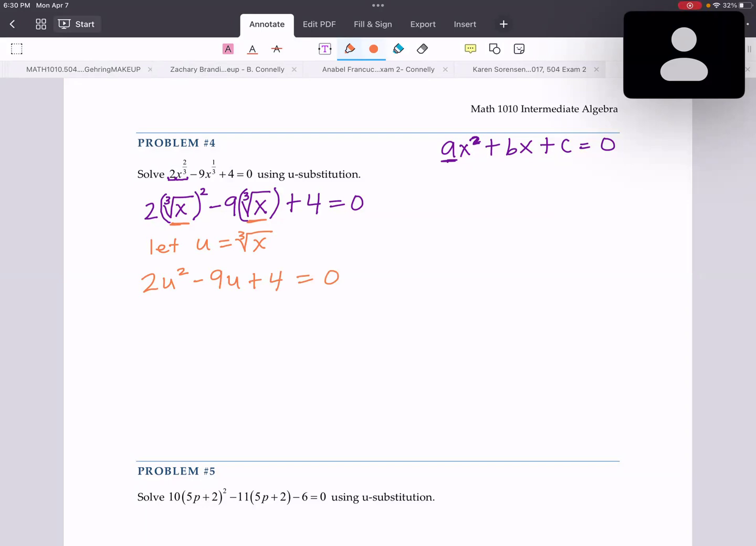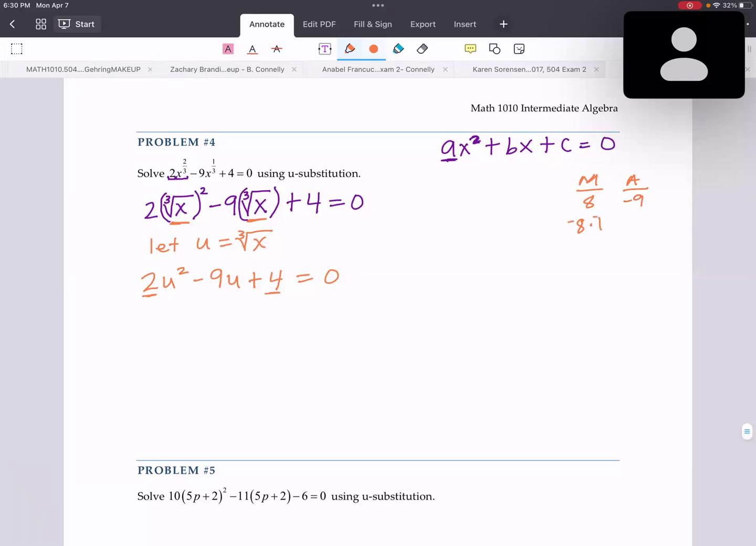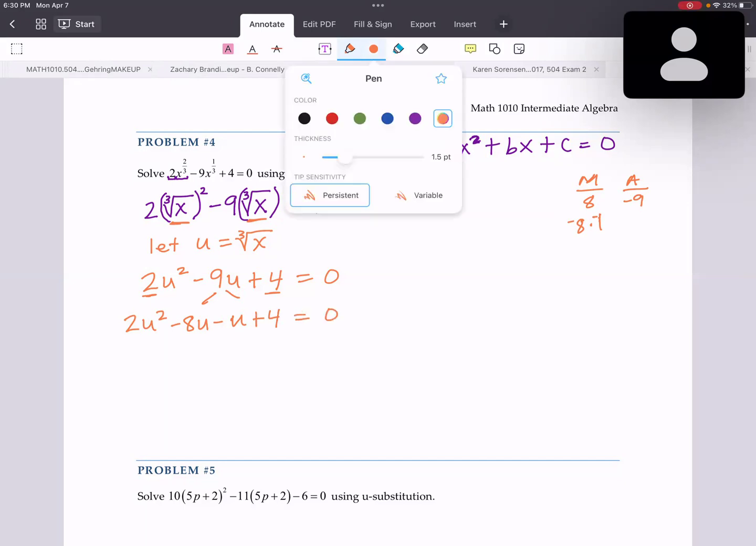All right. Well, 2 times 4 is 8. So what multiplies to be 8 that adds to be negative 9? Well, we've got to have 8 and 1, but both of those would need to be negative in order for that to add up to be a negative 9. And so let's write this out. So 2u squared minus 8u minus 1u plus 4 equals 0. Let's split this in half.